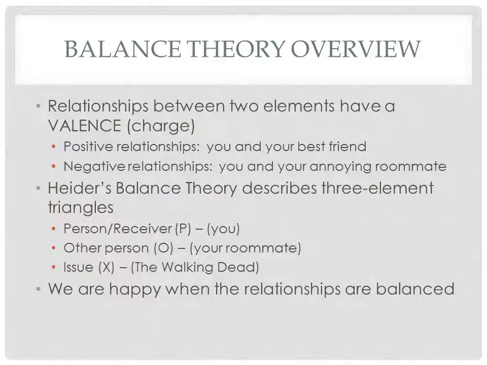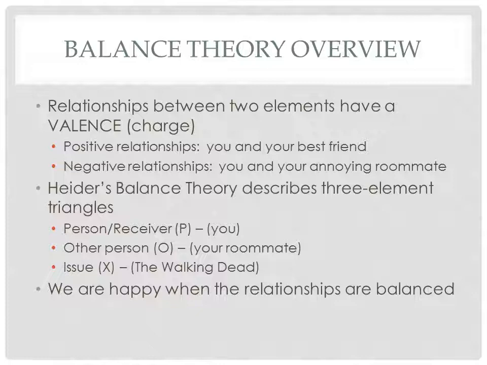So, some of the basics of this theory. First of all, the theory relies on the idea that relationships between any two elements are going to have a valence. If you've taken your chemistry classes, valence is another word for charge, so positive or negative. My relationship with my best friend is good. I like my best friend, so that is a positive relationship. It has a positive charge or a positive valence, is what we would say. Whereas, on the other hand, I can't stand my annoying roommate, so that relationship has a negative valence.